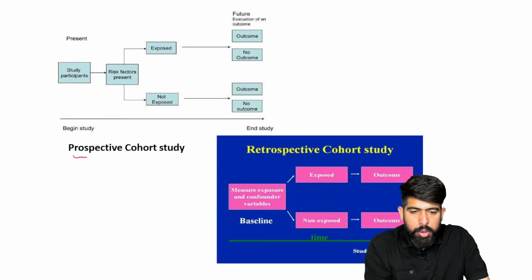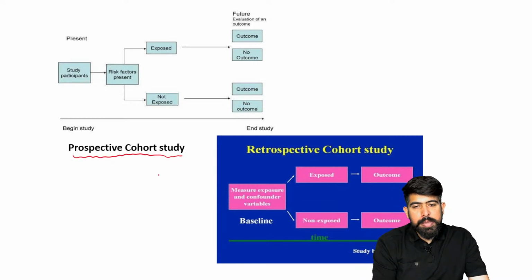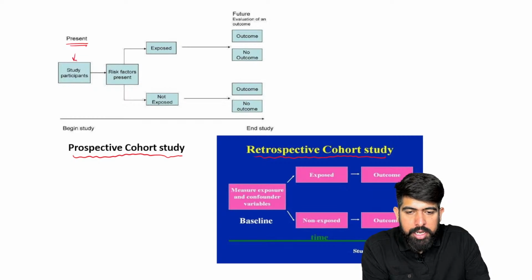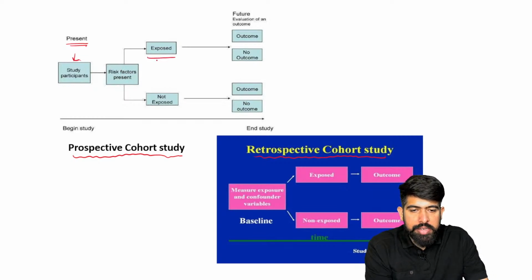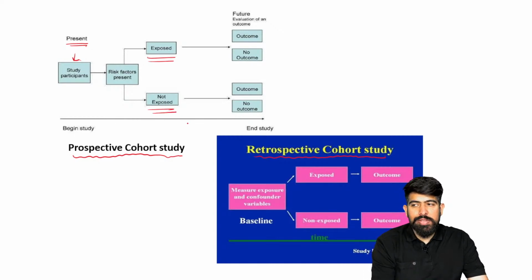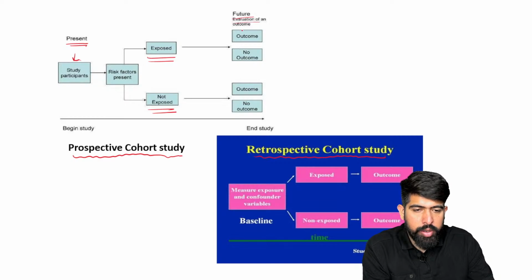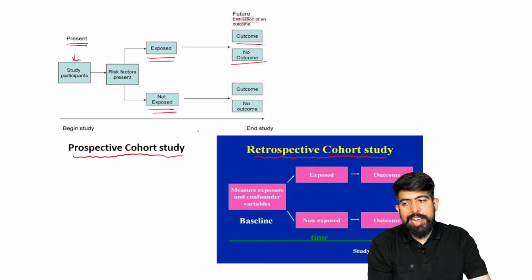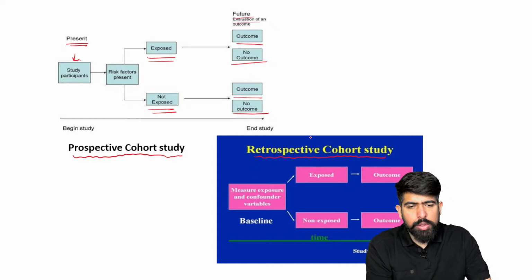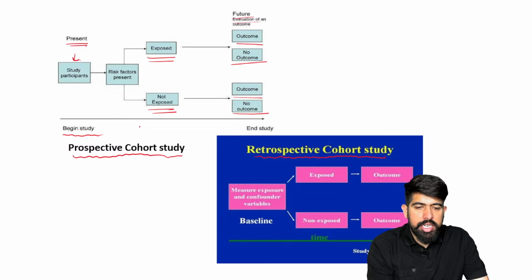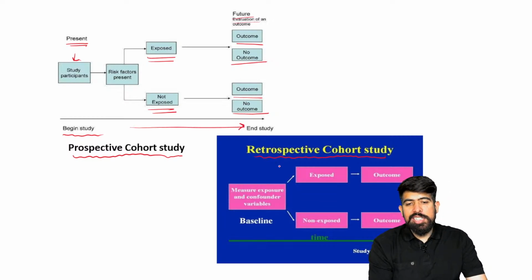Yes. Then next we have the prospective cohort studies, and also the retrospective cohort studies. What is the meaning of prospective cohort studies? We start from the present with the study participants. We have the risk factor present, and we have the exposed persons and the non-exposed persons for this particular risk factor. Then in the future we evaluate the outcome and no outcome among the exposed persons, and the outcome and no outcome among the non-exposed persons. So you start at the beginning of the study and go into the future to end it. This is known as your prospective cohort study.